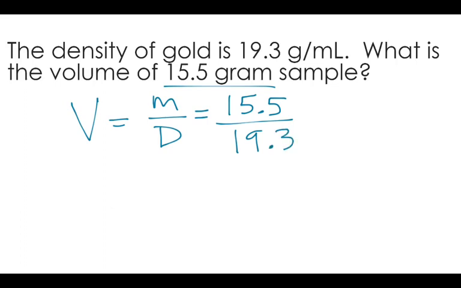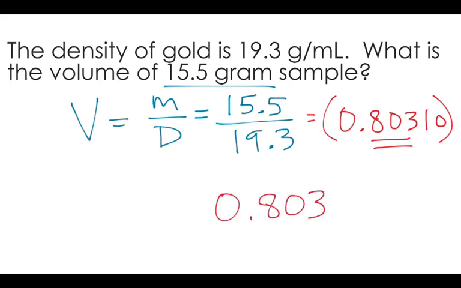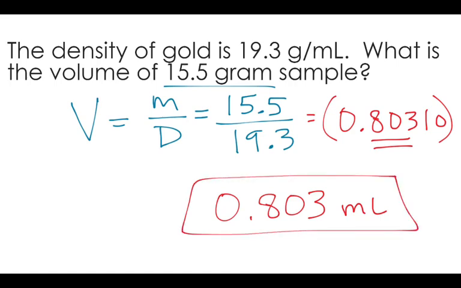And if we do that division, our unrounded answer is 0.80310, and both of these agree. These are 3 sig figs, so we want to keep these 3 sig figs, and our final numerical answer is going to be 0.803. And if we're looking for volume, remember we can use either milliliters or centimeters cubed, and since I saw milliliters here, that's what I used.